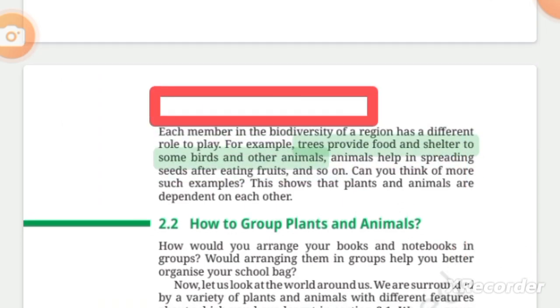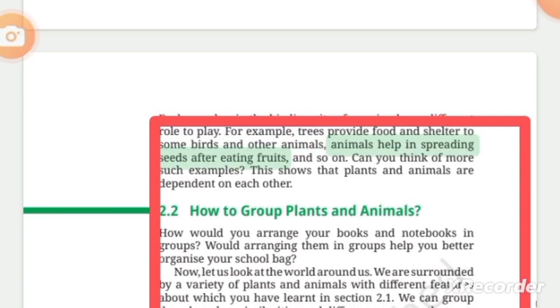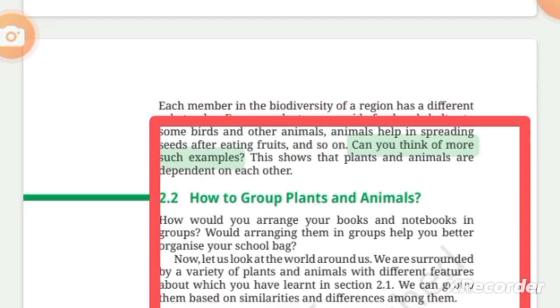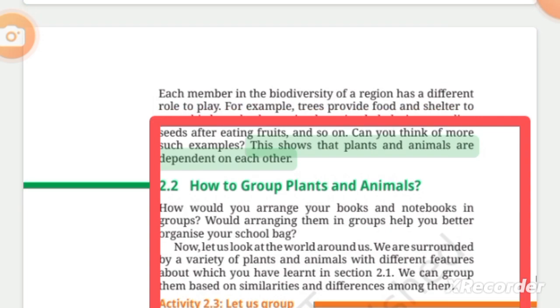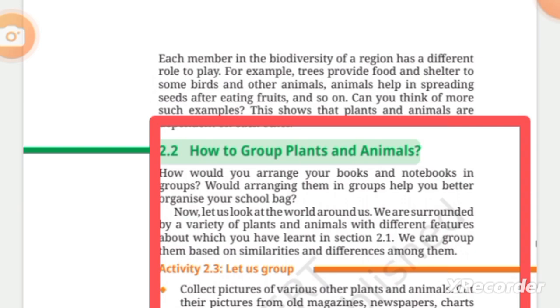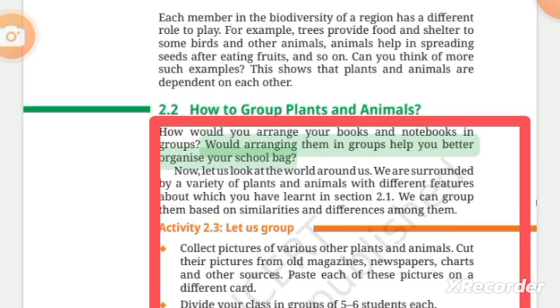For example, trees provide food and shelter to some birds and other animals. Animals help in spreading seeds after eating fruits, and so on. Can you think of more such examples? This shows that plants and animals are dependent on each other. 2.2 How to group plants and animals. How would you arrange your books and notebooks in groups? Would arranging them in groups help you better organize your school bag?